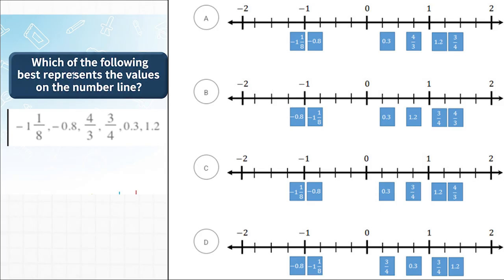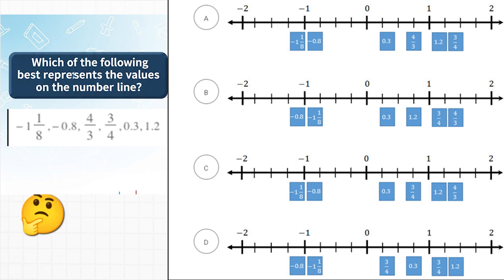Okay, so here's the beast. We've got a whole jumble of numbers here. Negative fractions, decimals, the works. And the question is just, which of these pictures puts them all in the right spot on the number line? Now, I know this looks messy. That's kind of the point. But trust me, it's not nearly as scary as it seems.